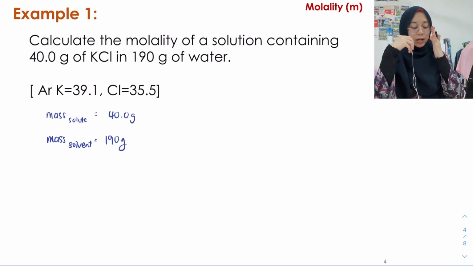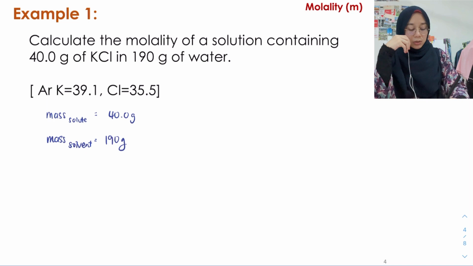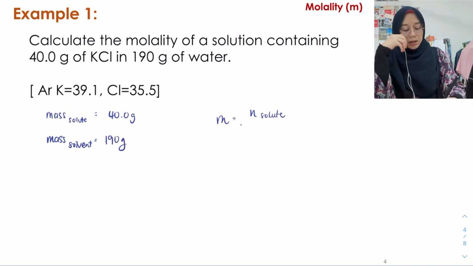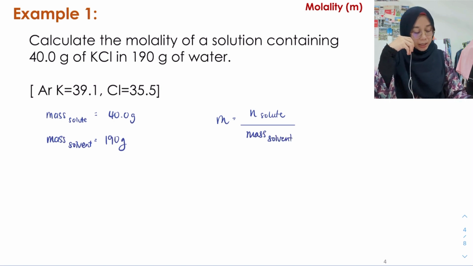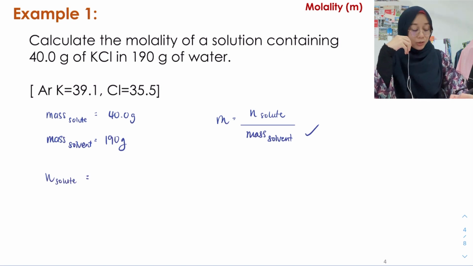In order to solve molality, you know that what you need is mole of solute per mass of solvent, not volume. Antara dua ni, yang kita dah ada is mass of solvent. However, mole of solute kita tak ada lagi, but we already have the mass of solute. So can we look for the mole of solute? Of course, kita boleh guna mass of solute untuk cari mole solute by using the formula n equals mass divided by molar mass.